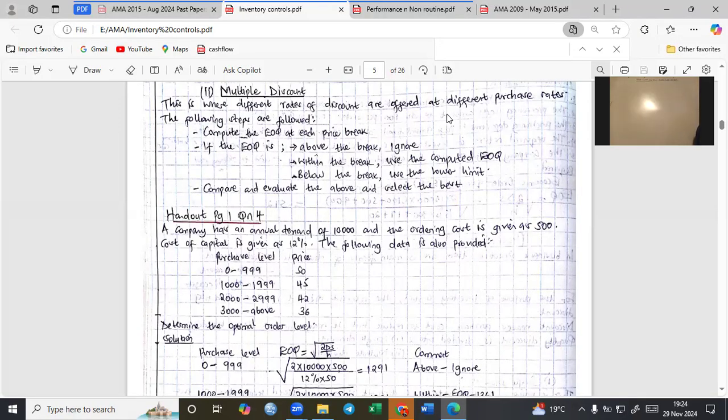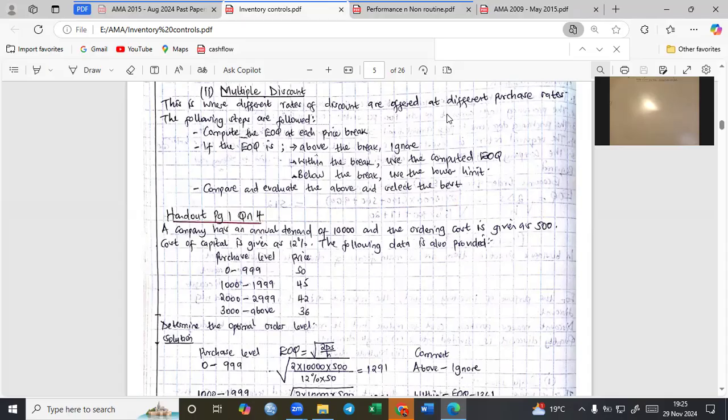Number two, if the EOQ is within the break, we compute the total cost using that EOQ. If EOQ is below the break, we use the lowest limit, the lowest units, to compute the total cost. That one is very, very important.